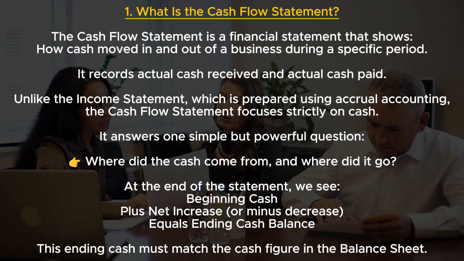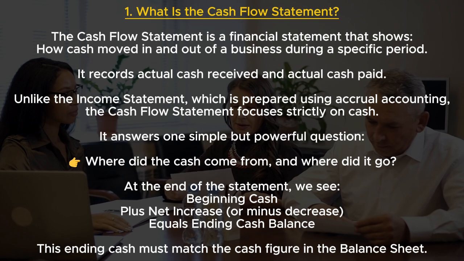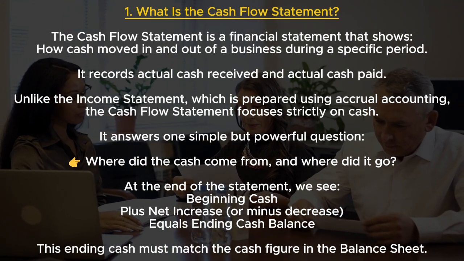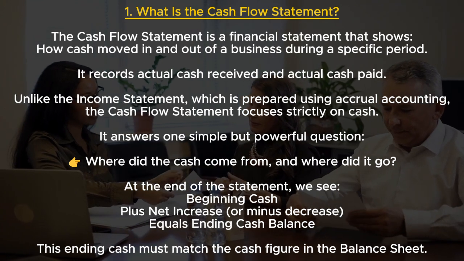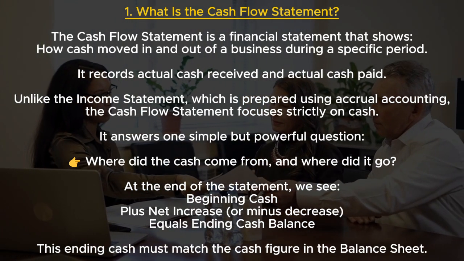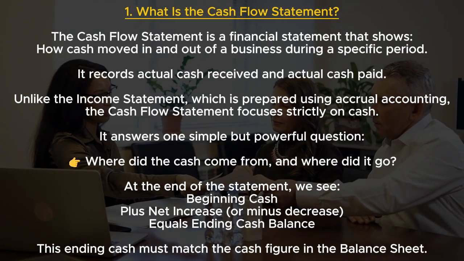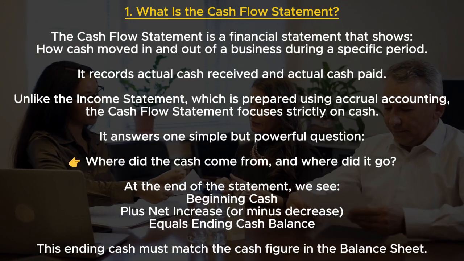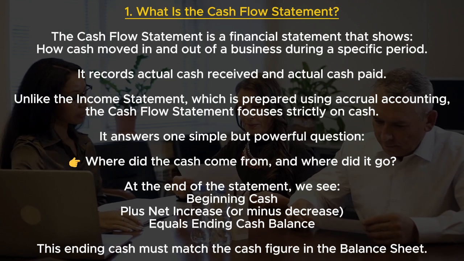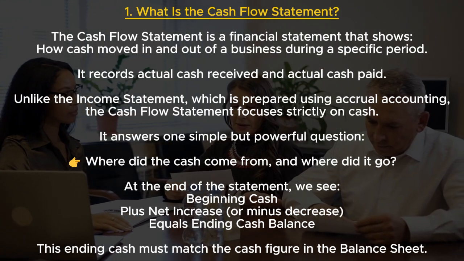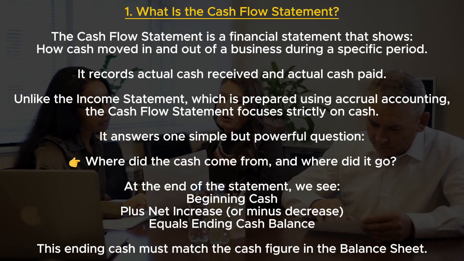The cash flow statement is a financial statement that shows how cash moved in and out of a business during a specific period. It records actual cash received and actual cash paid. Unlike the income statement, which is prepared using accrual accounting, the cash flow statement focuses strictly on cash. It answers one simple but powerful question. Where did the cash come from and where did it go? At the end of the statement, we see beginning cash plus net increase or minus decrease equals ending cash balance. This ending cash must match the cash figure in the balance sheet.